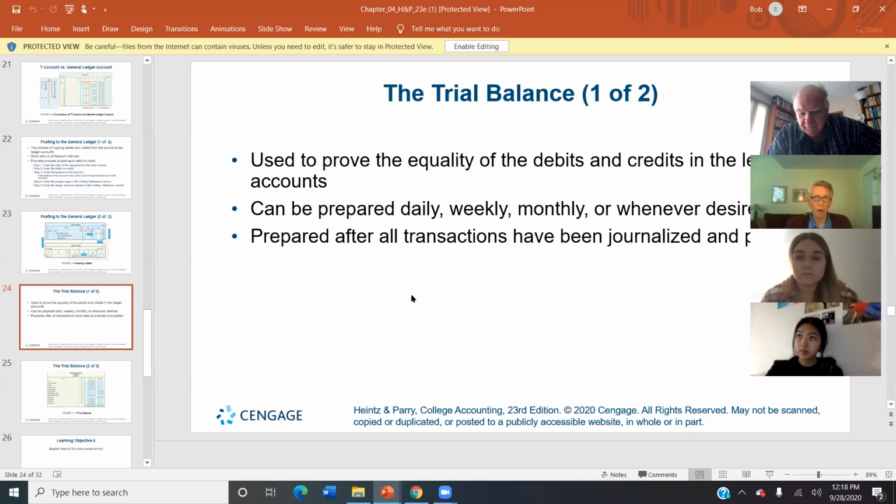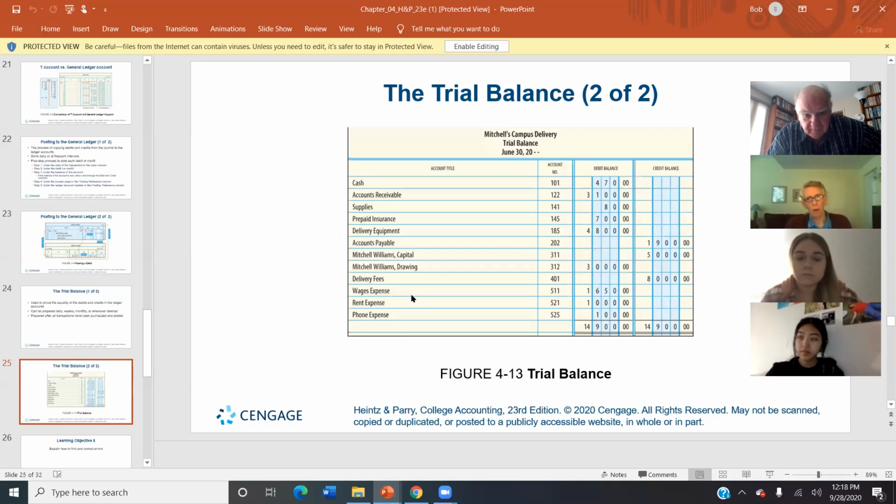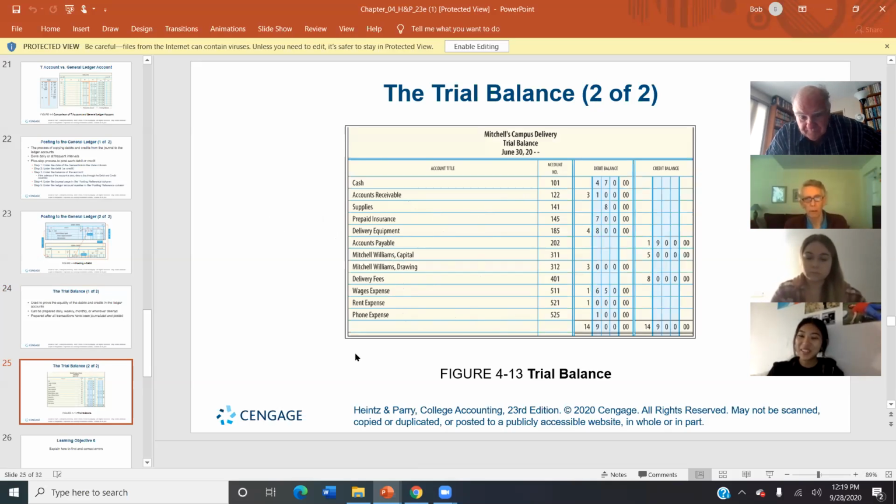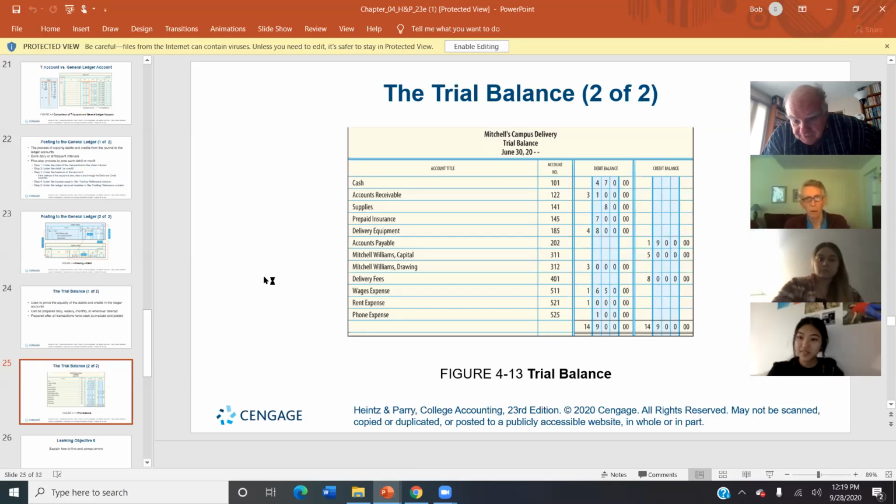And it's prepared after all the transactions have been journalized at month end. So here's a real simple trial balance. We have balance of cash, we've got receivables, wow, we have a lot of equipment. Here are the payables, equity, revenue, expenses. Well, the trial balance adds up to $14,900.